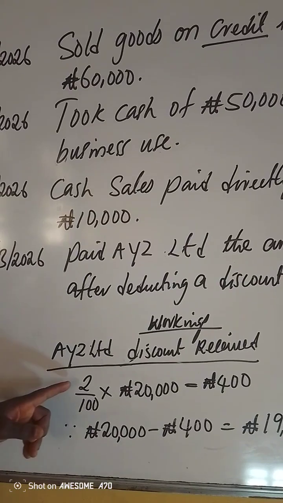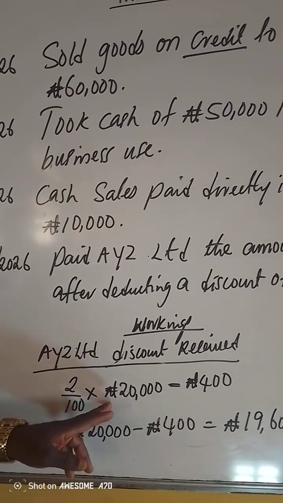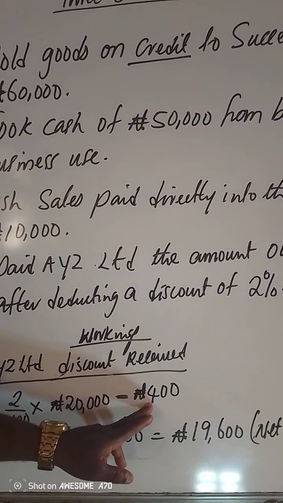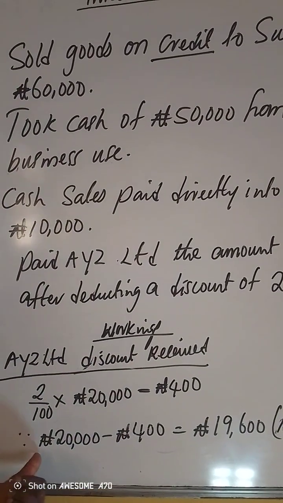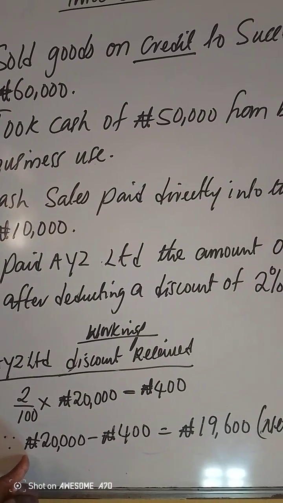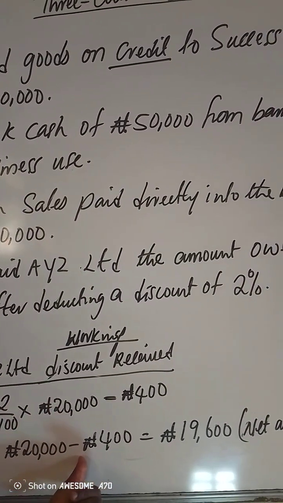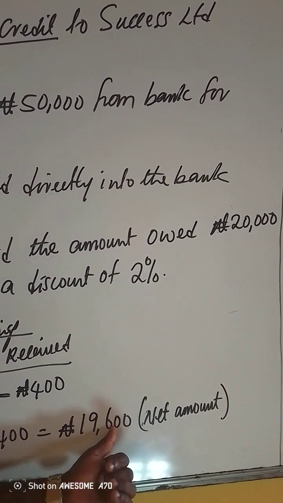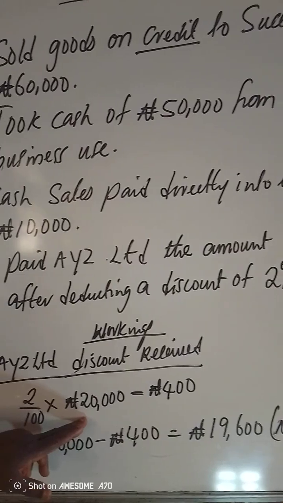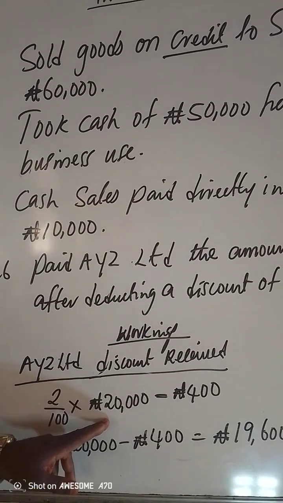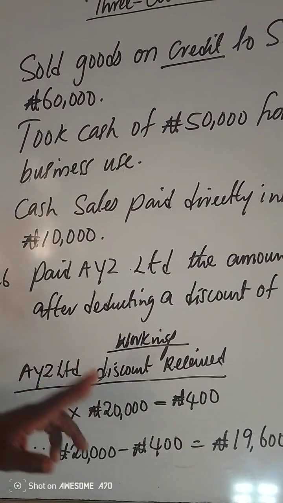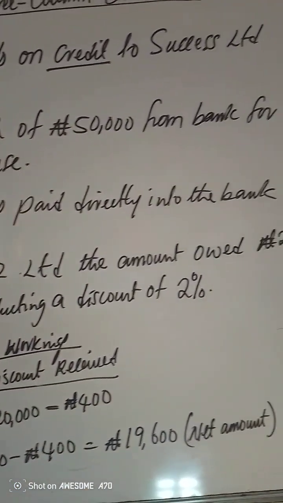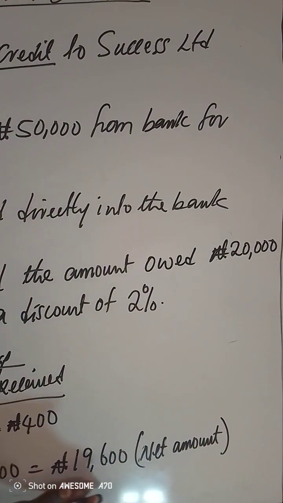Working out 2% means 2 over 100 times the amount owed to AYZ by the business. If you do this, you get 400. Then you deduct. The actual amount owed to AYZ was 20,000 minus the discount of 400. Then the amount that is remaining is 19,600. Mind you, the actual amount owed by the business is called the gross amount. After you deduct a discount of 400, the difference is called the net amount. So the net amount now becomes 19,600.